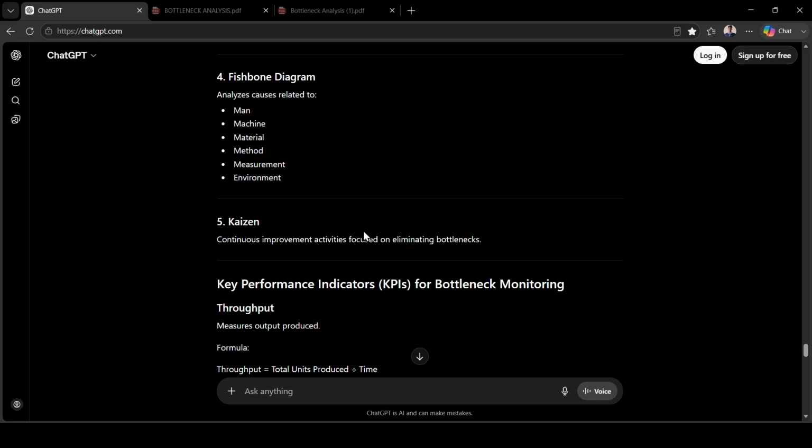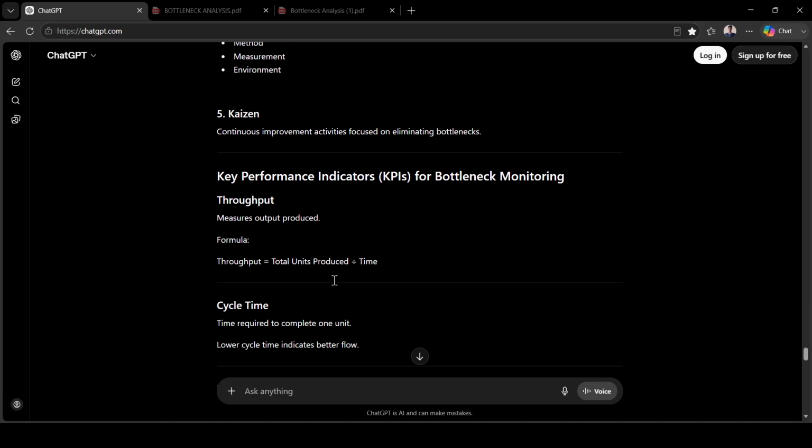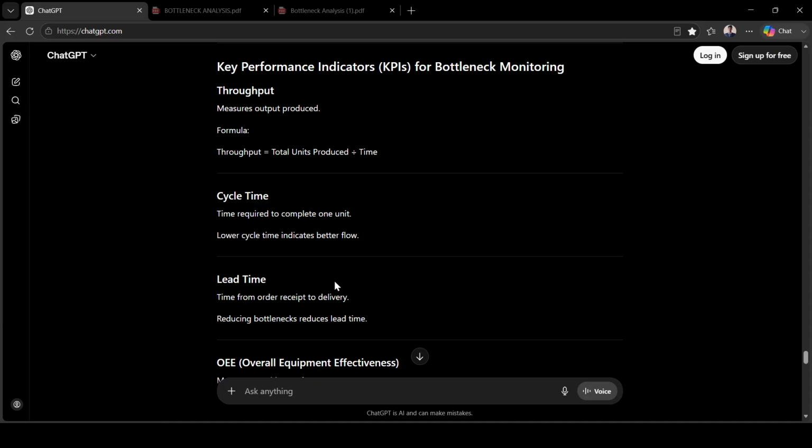Kaizen means continuous improvement activities focused on eliminating bottlenecks. Key performance indicators (KPIs) for bottleneck monitoring: throughput, measuring output produced. Formula: throughput equals total units produced divided by time. And cycle time, the time required to complete one unit; lower cycle time indicates better flow.